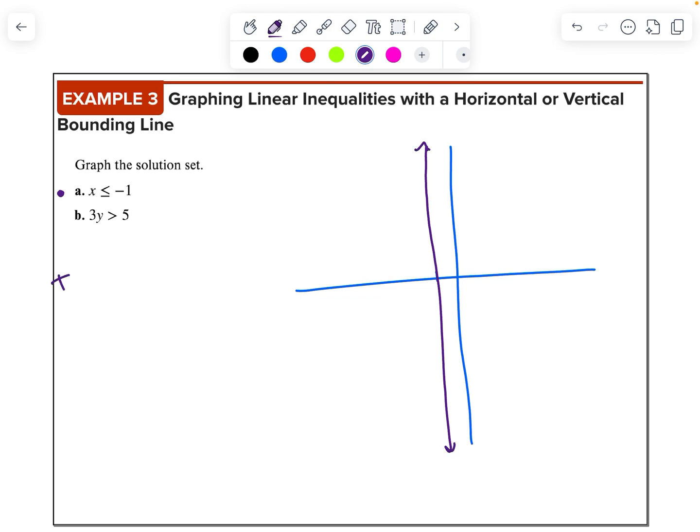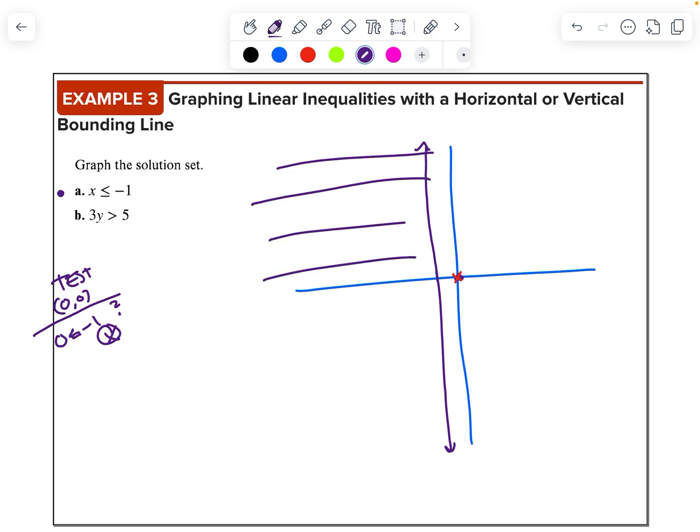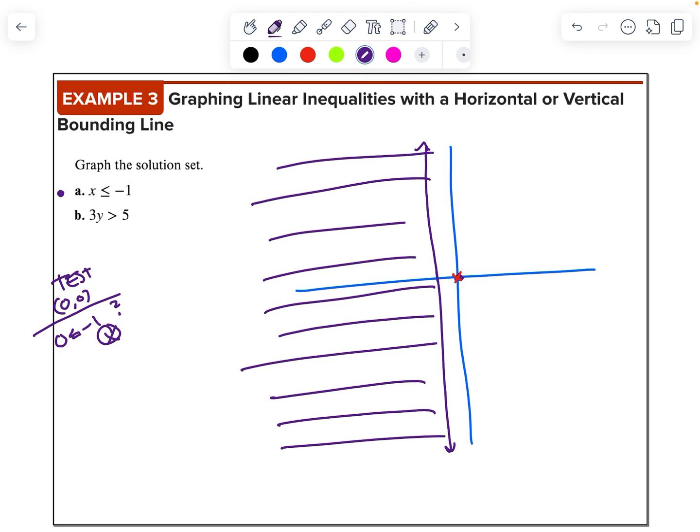And I'm going to test the point (0, 0) to see if it works. Since it's not on the line, I can test (0, 0). That'd say 0 is less than or equal to -1. Is it? No, 0 is not less than or equal to -1. That is not true. That means I'm going to have to shade on this side of that graph. On Alex, you'll just have a paint bucket, like a paint bucket with paint spilling out of it. You just tap the side that you want to shade.